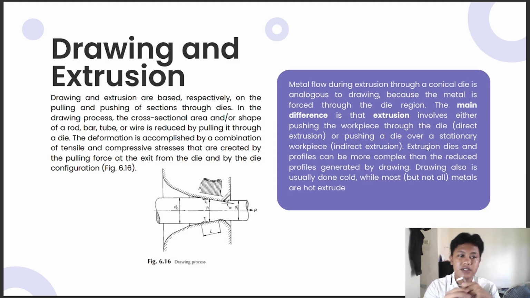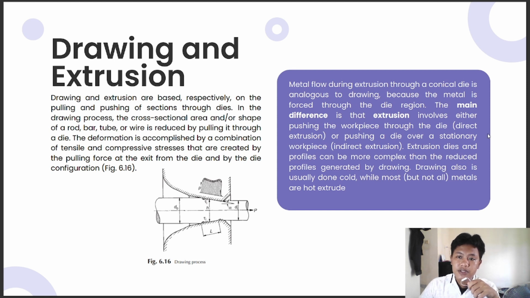Next, drawing and extrusion. Drawing and extrusion are based respectively on the pulling and pushing of sections through dies. In the drawing process, the cross-sectional area and or shape of a rod, bar, tube, or wire is reduced by pulling it through a die. The deformation is accomplished by a combination of tensile and compressive stress that are created by the pulling force at the exit from the die and by the die configuration, like this drawing process.